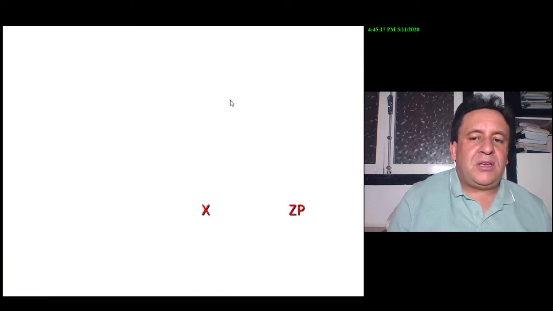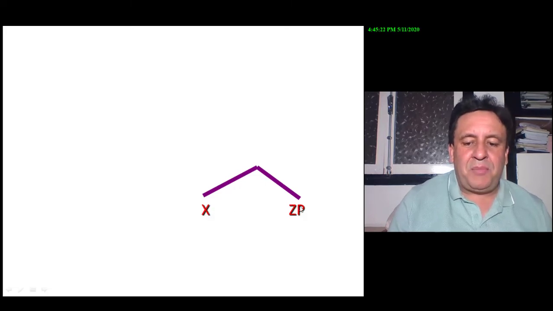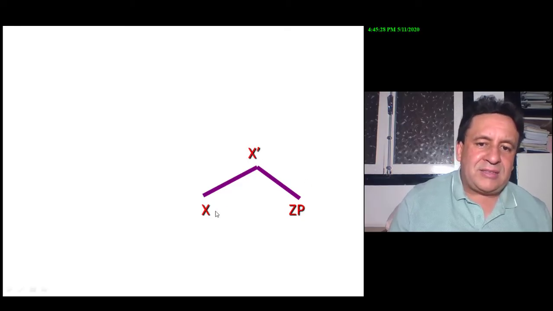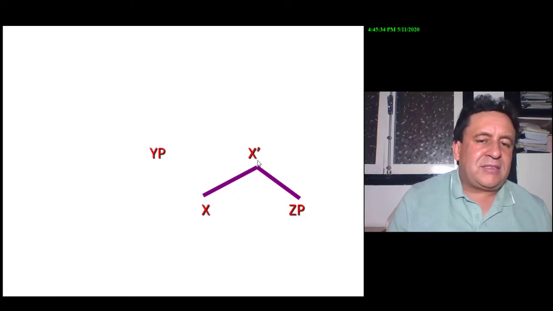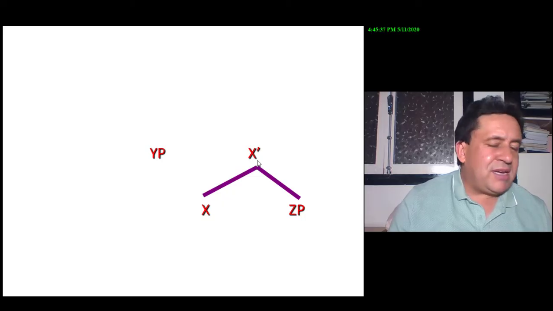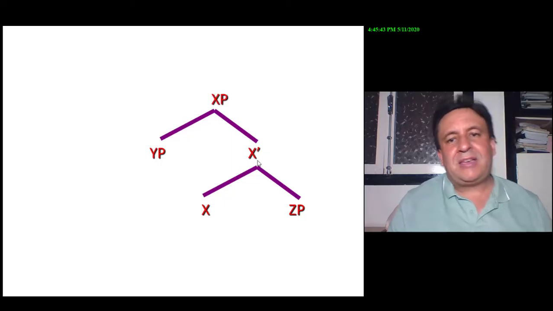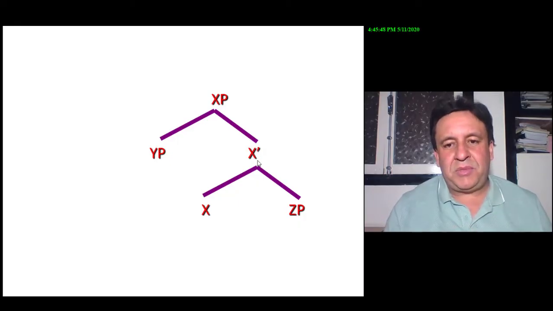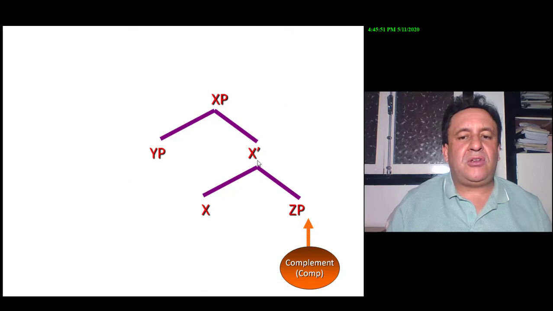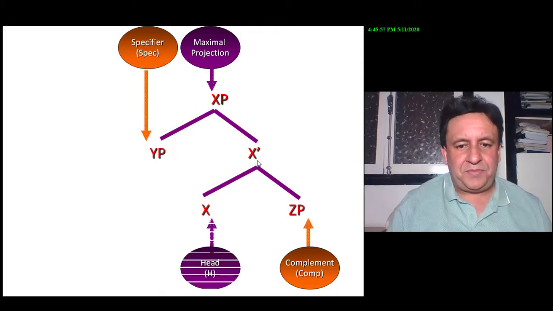Now, it works this way. We have a head, and then this head takes a complement, and the one bar level is itself X that projects onto X bar. It must have a specifier. Let's call it YP. The YP can be any phrase. And then this projects onto XP. See? So this is the structure of the phrase. This is the skeleton of the phrase, so to speak. Again, the ZP is the complement, the YP is the specifier, the XP is the maximal projection, X is the head.